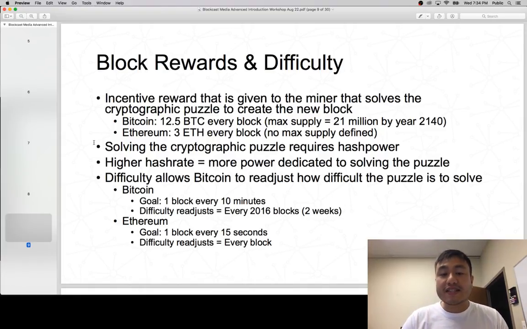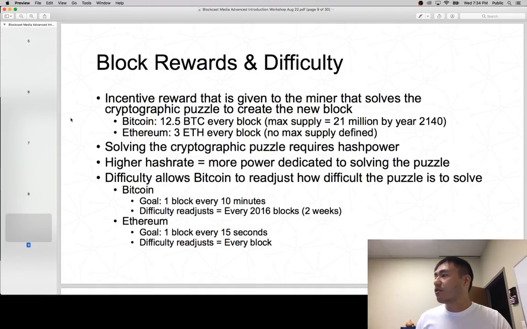So with Bitcoin, this difficulty actually readjusts every 2016 blocks. So that's every 2 weeks. It sort of analyzes the hash power of the network and how fast people are solving this cryptographic puzzle, and then it makes it a little bit harder or a little bit easier.